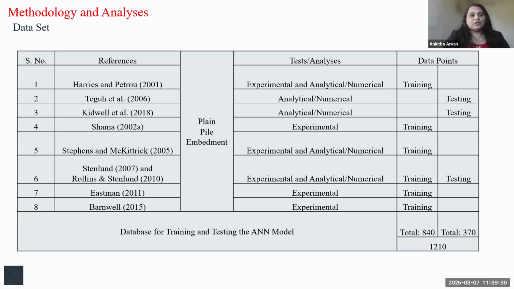So this was the data set I used. This is from several existing DOT data that I gathered from published literature. This was focusing on plain pile embedments. I couldn't gather much data for the reinforced pile, so I focused on plain pile embedments for now. The tests and analysis included varied experimental, analytical and numerical tests. I used the experimental points for training the AI because they were more reliable, and then tested it with analytical. We had a total of 840 points for the training set, and then 370 points for the testing, a total of 1210 data set points.